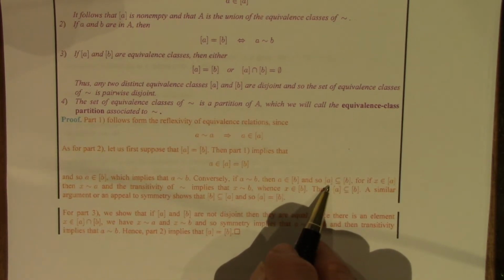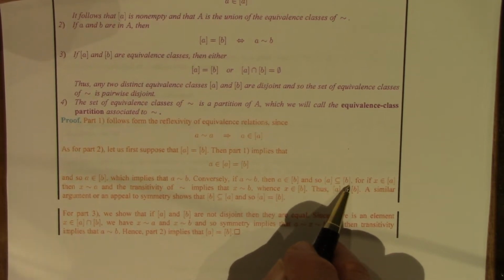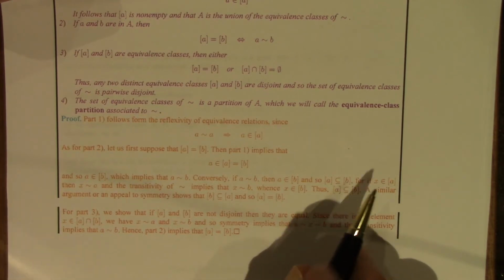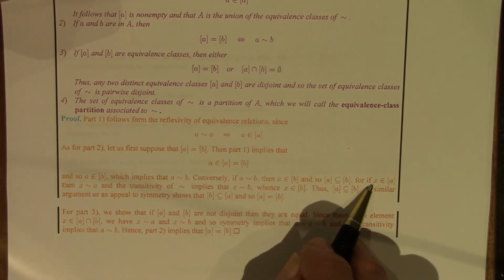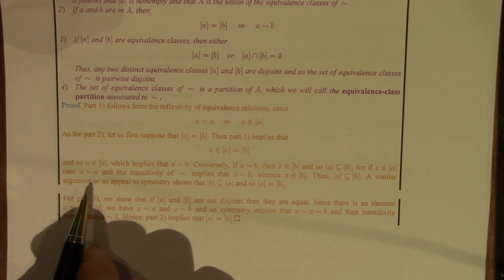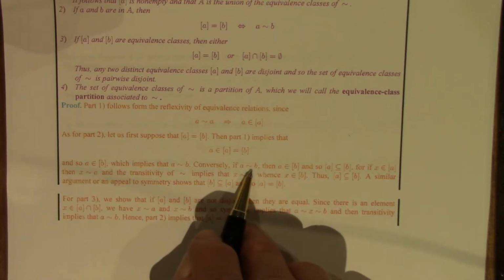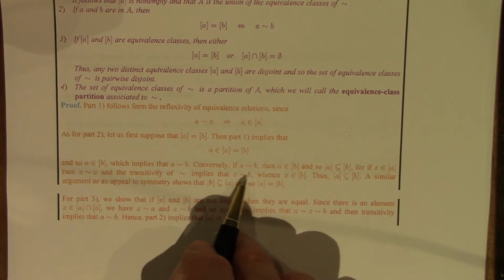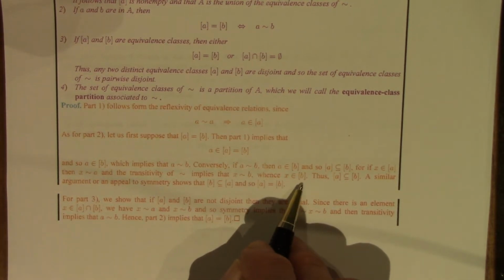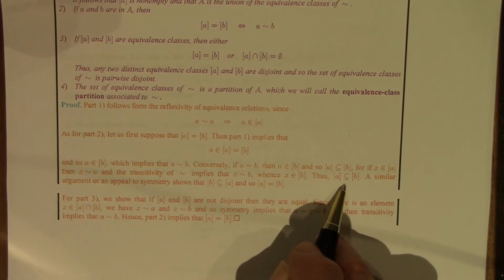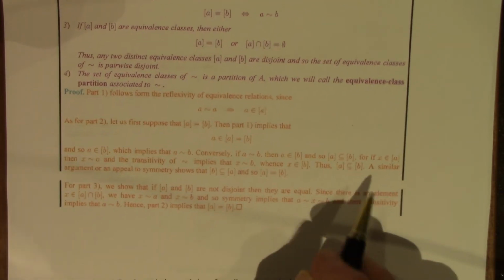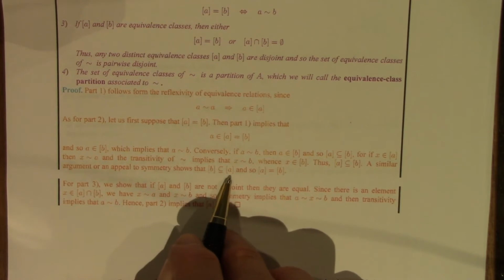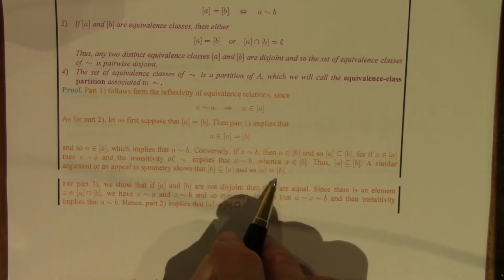And so the entire equivalence class containing a is contained in the equivalence class containing b, because if we take an element, let's call it x, from the equivalence class containing a, then x is equivalent to a is equivalent to b, and so by transitivity, x is equivalent to b. In other words, x belongs to this equivalence class. So we have this set inclusion, and a similar argument or an appeal to symmetry shows that the other inclusion, the reverse inclusion, holds, and so we have equality.